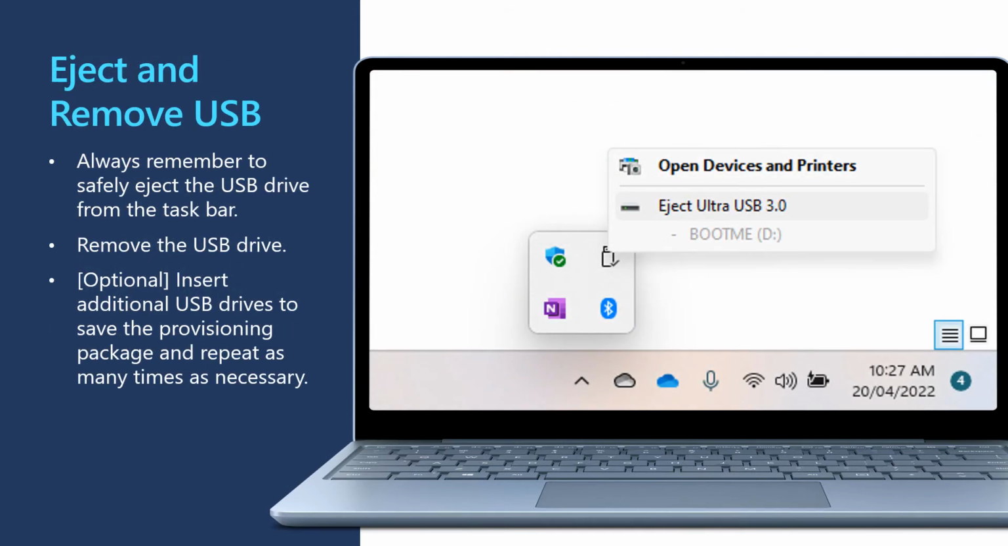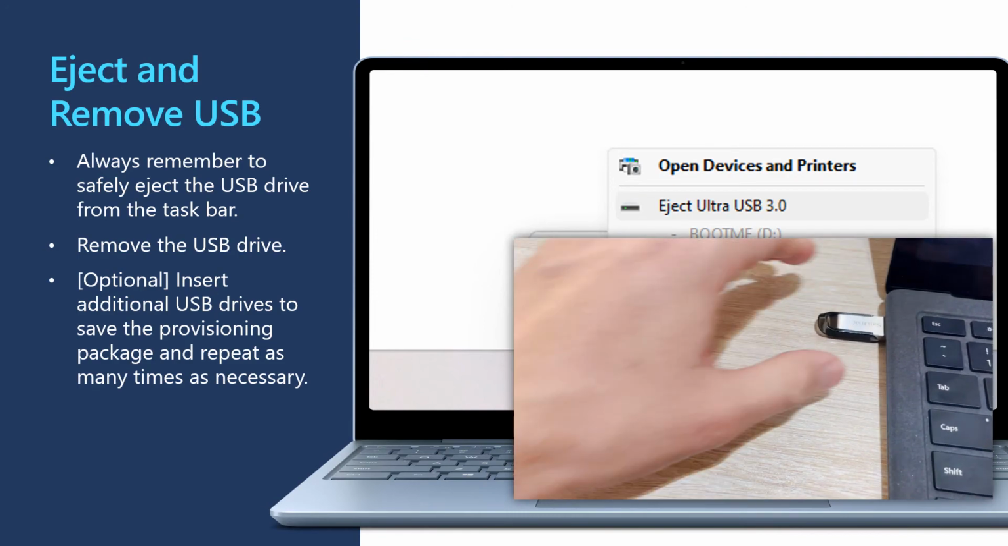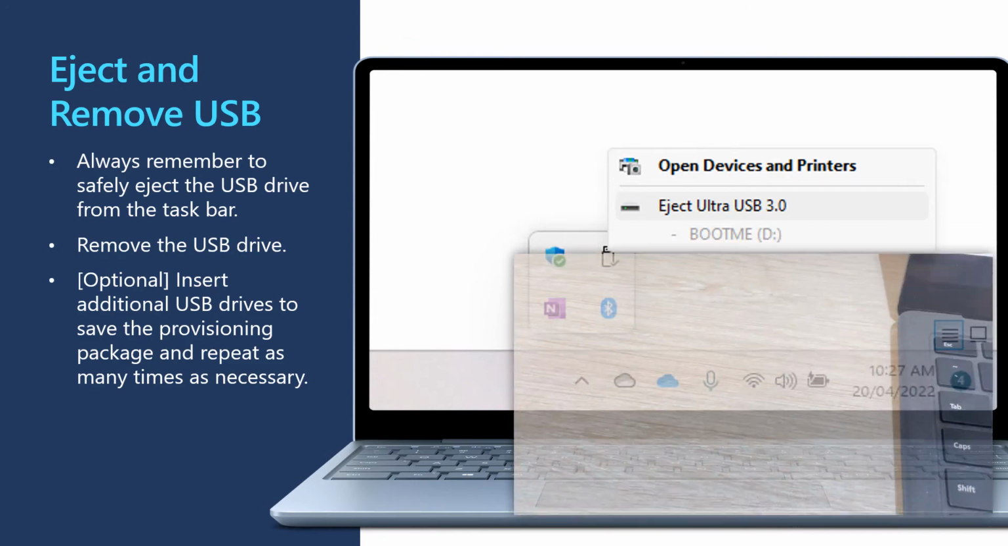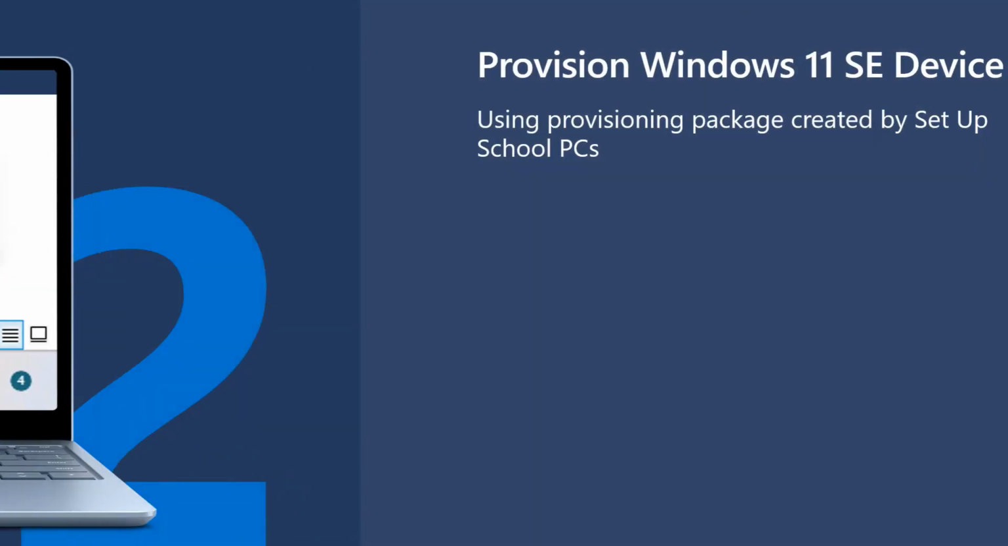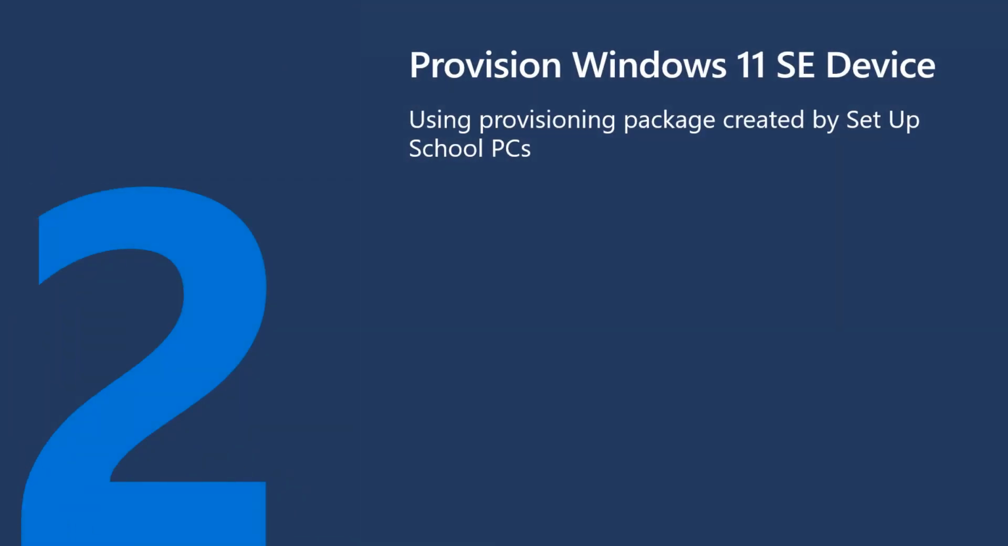Now you can choose to eject the USB drive from the Windows taskbar and remove the USB drive from your computer. Our provisioning package is ready to be used to provision devices. Let's switch across to our Windows 11 SE device and show you how it all works.